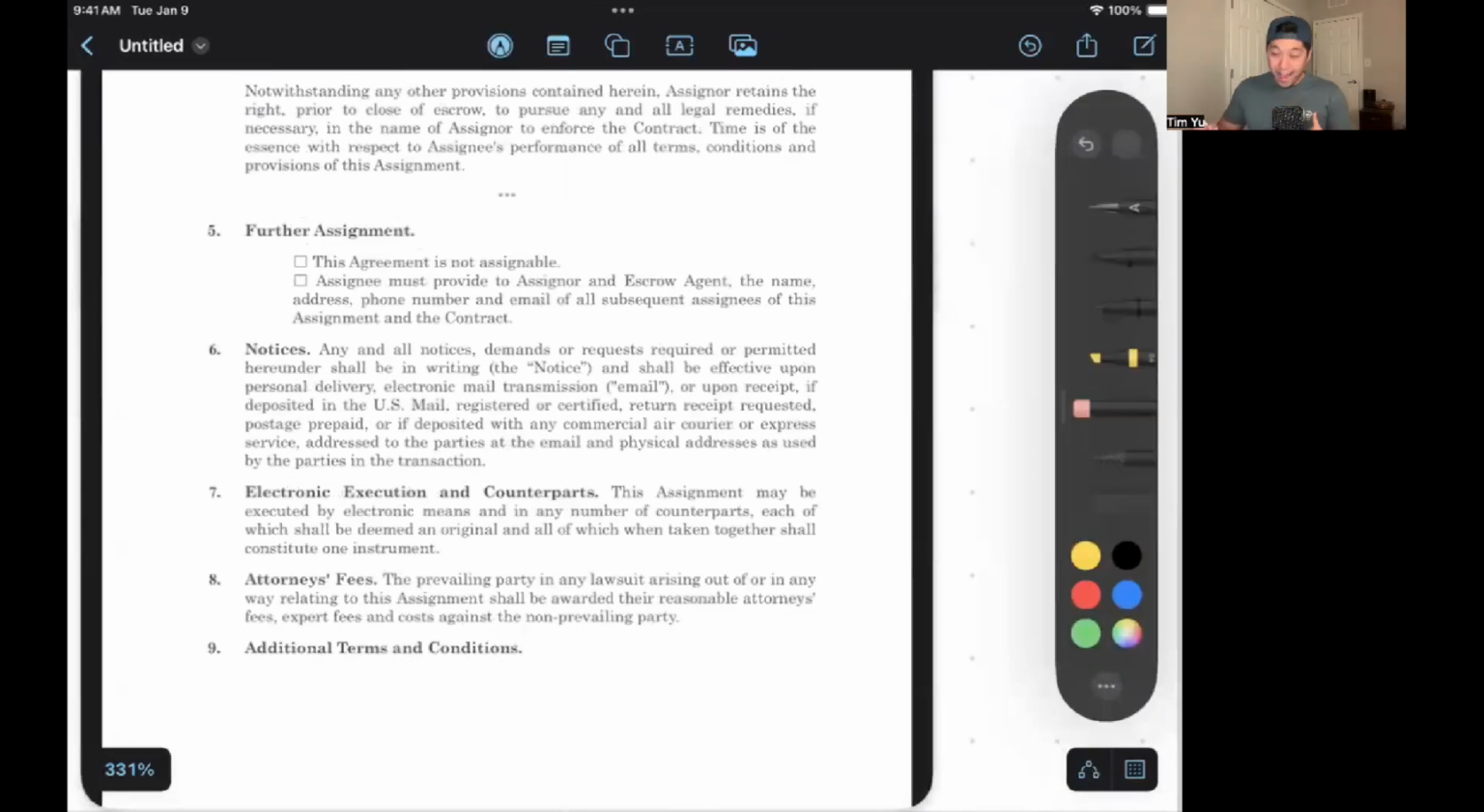Further assignment: I make all my deals not assignable. The reason why is you don't want somebody to sign this contract, promise to buy it at 210 from you, and then call what we call a daisy chain, where they try to take your contract and sell it for 220 and 230. I have no problem with people making money, bro. I will tell you right now, that is not my problem. My problem is that they're not a credible buyer, right?